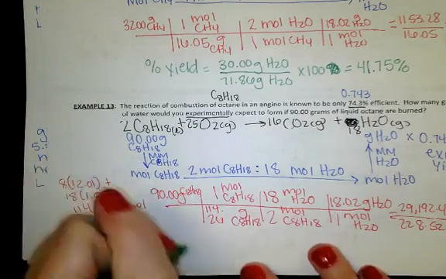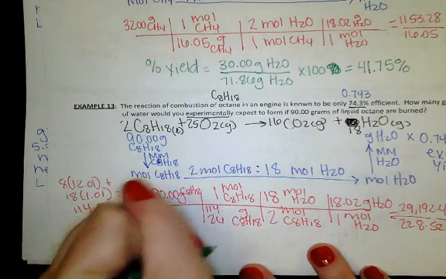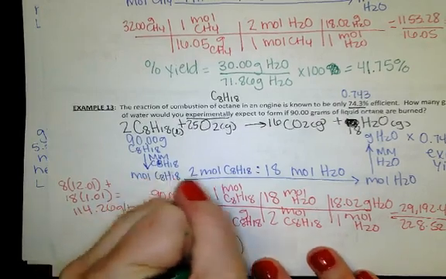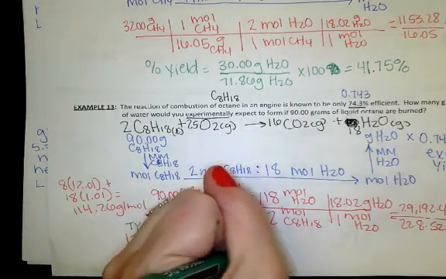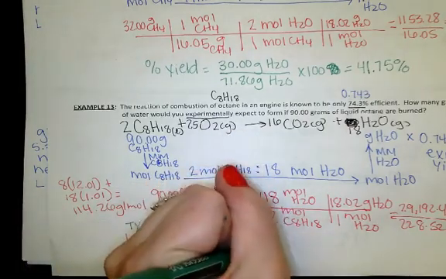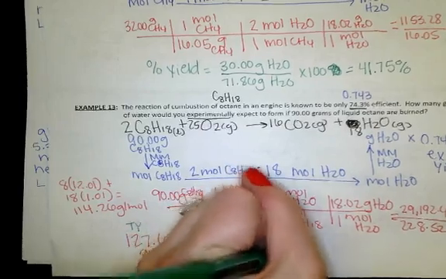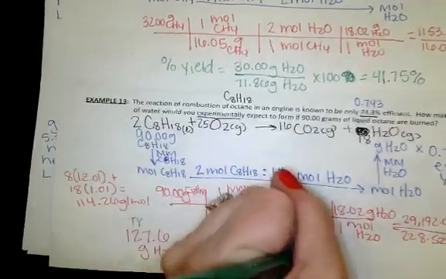So 743, that's going to give me 94.91 grams of water. That's experimentally, that's how many grams of water is produced when your combustion engine runs. Okay?